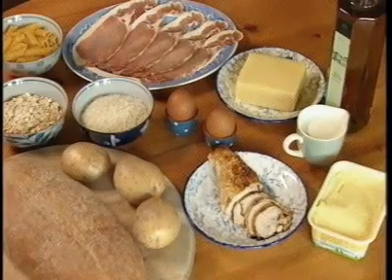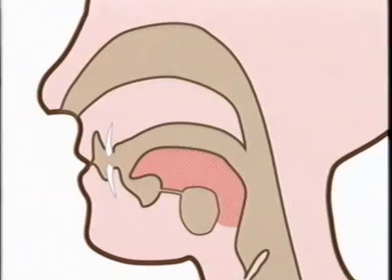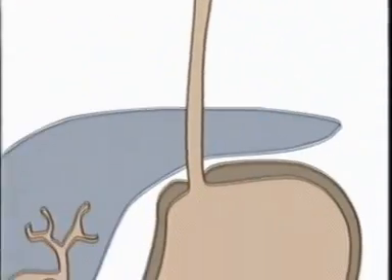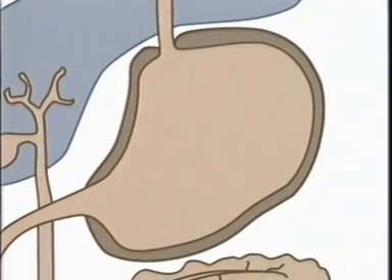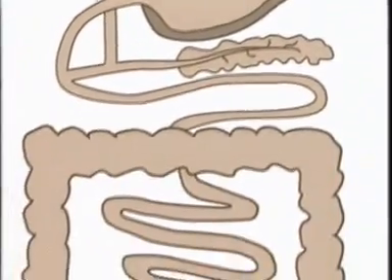Each enzyme is released at a particular point in the digestive system. In the mouth, amylase is present in saliva. In the stomach, only pepsin is present. Most digestion takes place in the small intestine.